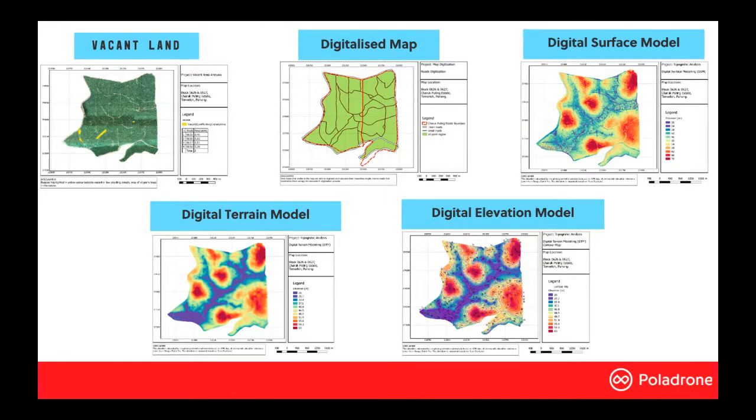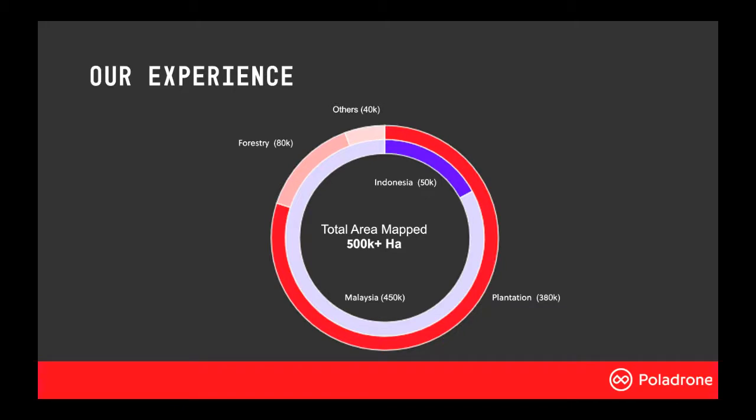As for our experience, we have covered up to 500 hectares in Malaysia and Indonesia. Mostly we are covering plantations, followed by forestry and other industries.